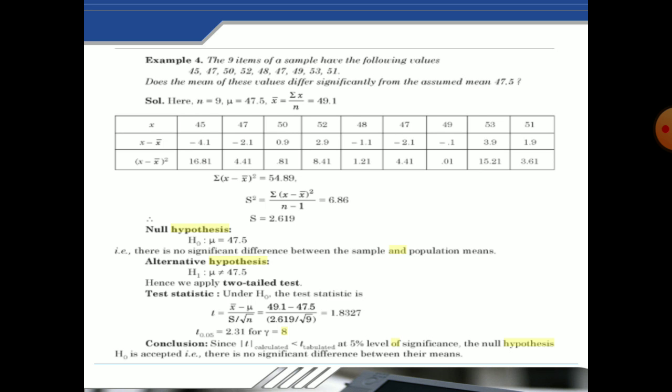Now what is the formula for the variance? Summation x minus x bar whole square divided by n minus 1. Here you are taking n minus 1, not n. So there are two options: either take n here and n minus 1 in the test statistic, or take n minus 1 here and n in the test statistic. Okay, so this is 6.86. Taking its square root, the value is 2.619.